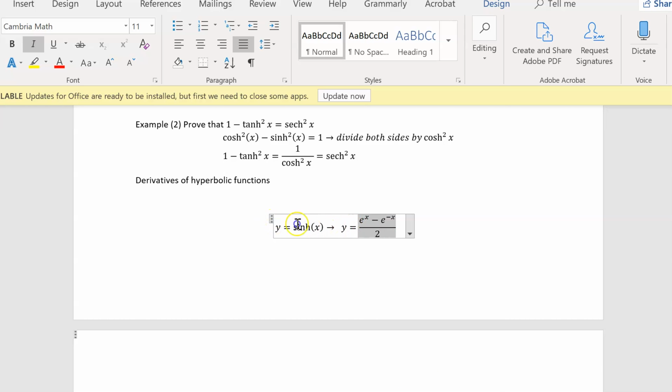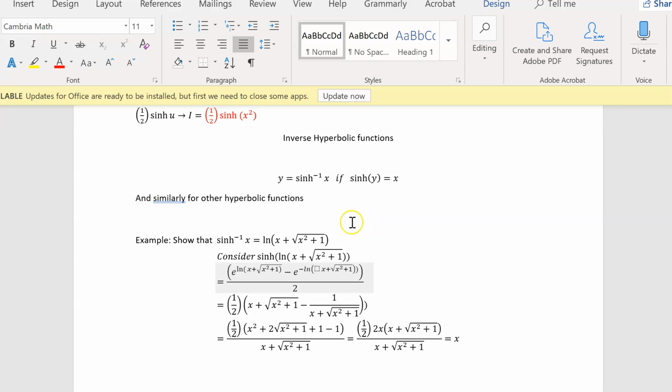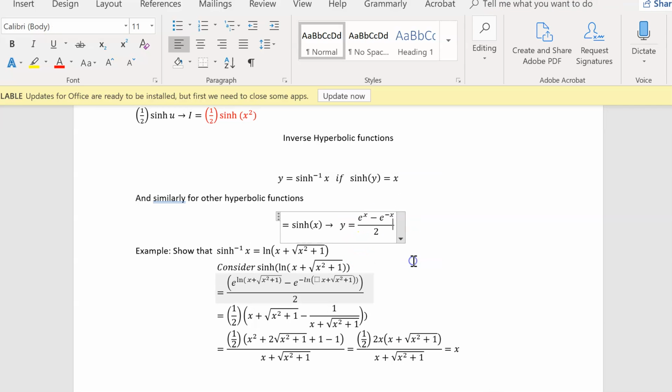So if you put that and compare this with that, it's e to the whatever the argument. So the argument here is natural log of this junk. So e to the natural log of this junk minus e to the negative of that full argument, the e to the negative natural log of that junk. But we know that the e and the natural log cancel off.